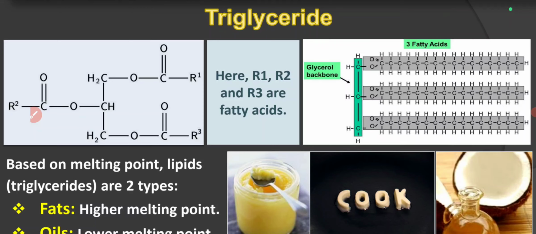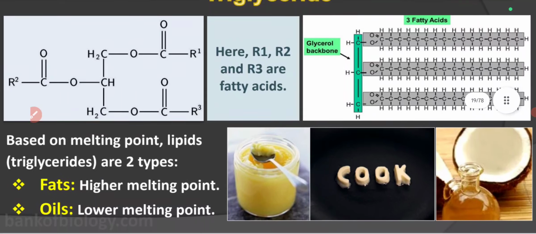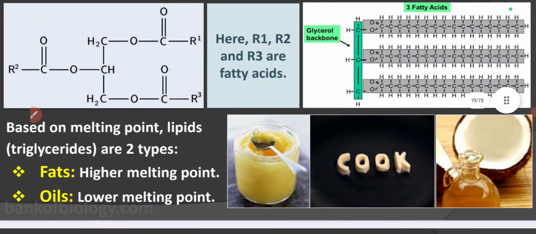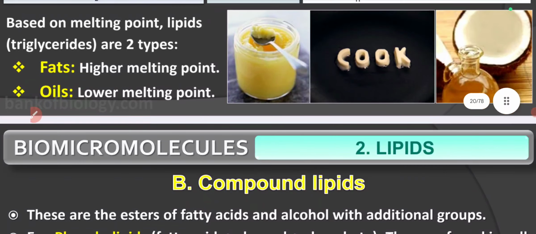Triglycerides, here R1, R2 and R3 are fatty acids. As you can see in this diagram, based on melting point, triglycerides are of two types: fats, which have higher melting point, and oils that have low melting point.